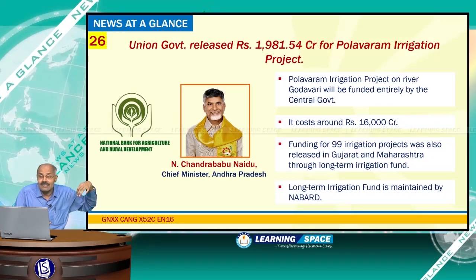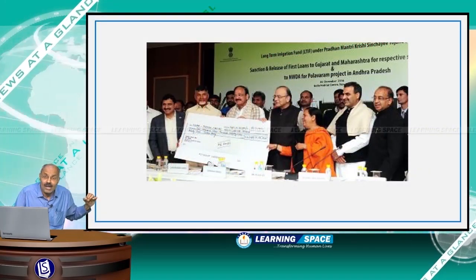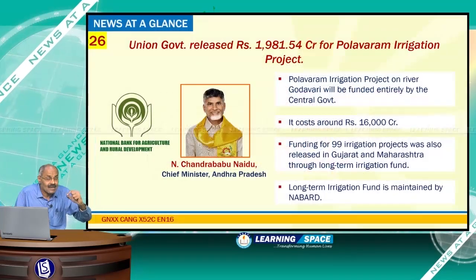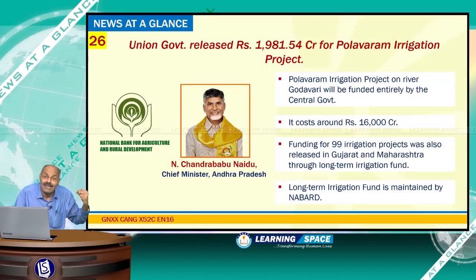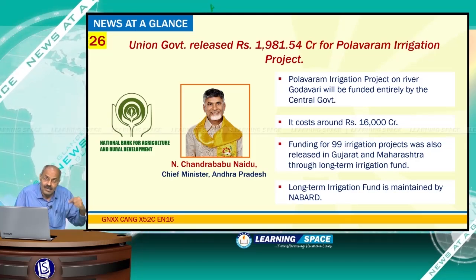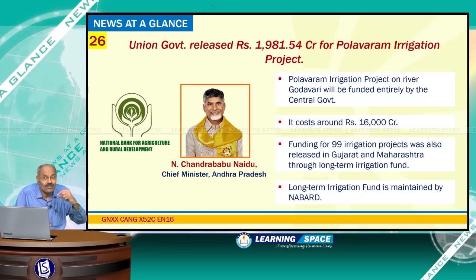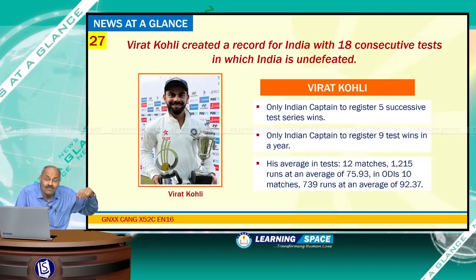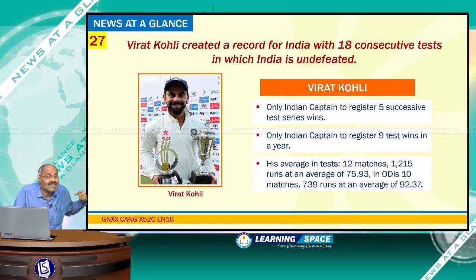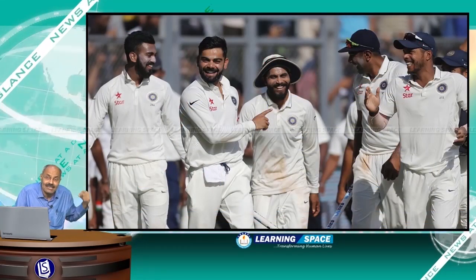Union government released rupees 1,981 crore to Polavaram irrigation project through NABARD, and Polavaram is a national project and it was decided as such based on the State Reorganization Act of 2014. And another important aspect is this is on river Godavari, and Pattisima is also on river Godavari, which linked Godavari and Krishna. Next one is Virat Kohli created record for India with 18 consecutive tests in which India is undefeated. Only Indian captain to register 9 test wins in a year.